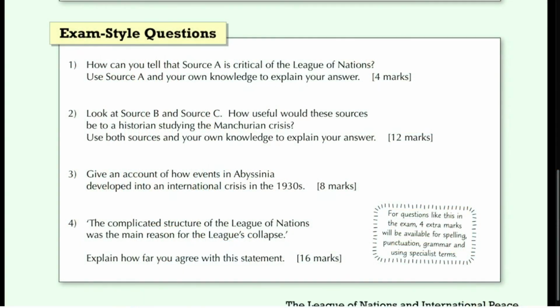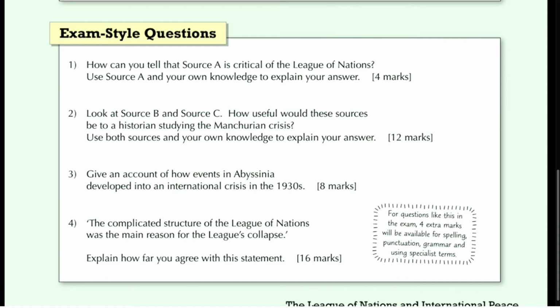Okay, remember that these 4 questions that we're going to read right now are connected to the sources that we have read, A, B, and C. So let's go. Question number 1: how can you tell that source A is critical of the League of Nations? Is it critical? And if yes, how can you tell that? How can you prove? Use source A and your own knowledge to explain your answer. So analyze source A and answer that.